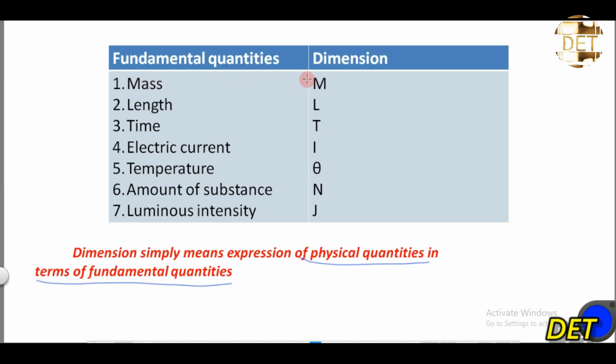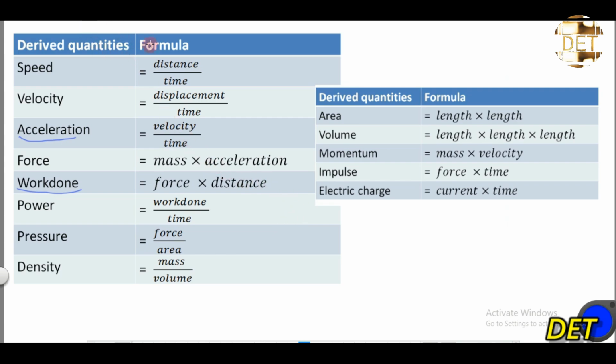The dimension for mass is M, the dimension for length is L, the dimension for time is T, the dimension for electric current is I, dimension for temperature is theta, dimension for amount of substance is N, then for luminous intensity it is J, right? So it is very important that we know the major derived quantities and their formulas.